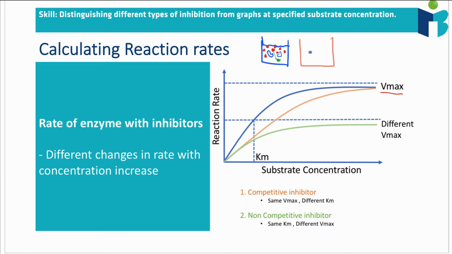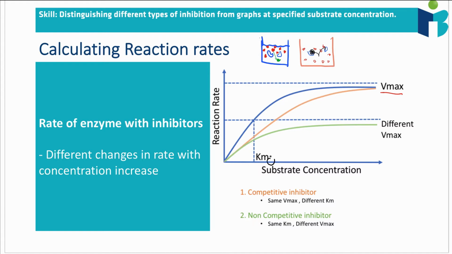Okay, so you have two enzymes, and you have this substrate, and you're increasing the substrate concentration over time. But within this beaker, you also have a competitive inhibitor, which is competing for those active sites. And what that's going to mean is that at certain concentrations, right?